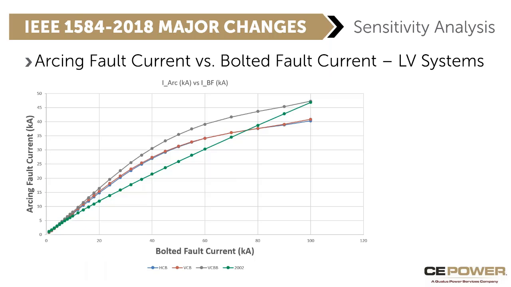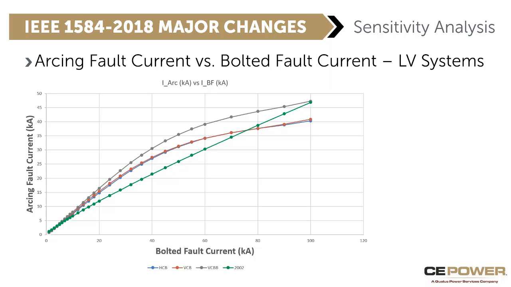So now we're going to look at a series of graphs that are all going to take this form. The important thing to remember on these graphs is that the green curve is the 2002 standard. The gray curve is the VCBB configuration. The red curve is the VCB configuration, and the blue curve is the horizontal configuration, right? And so what we're going to see here is that the blue curve tends to be higher than the other ones. So let's look at this first one, though.